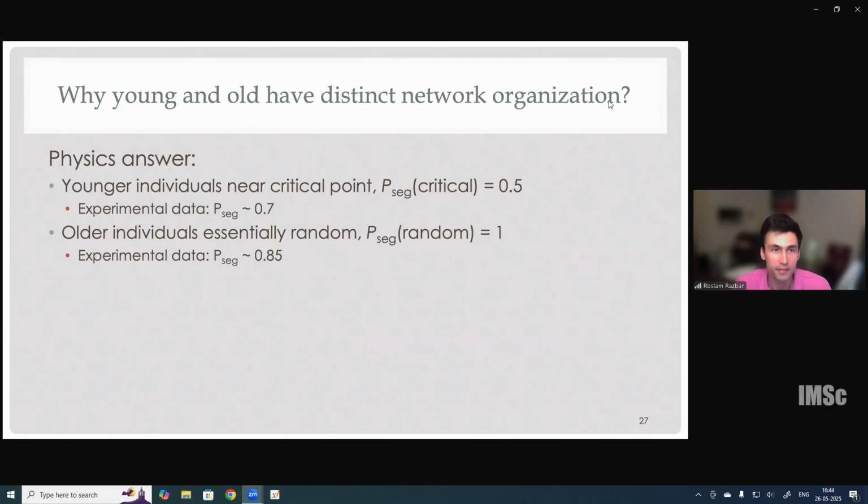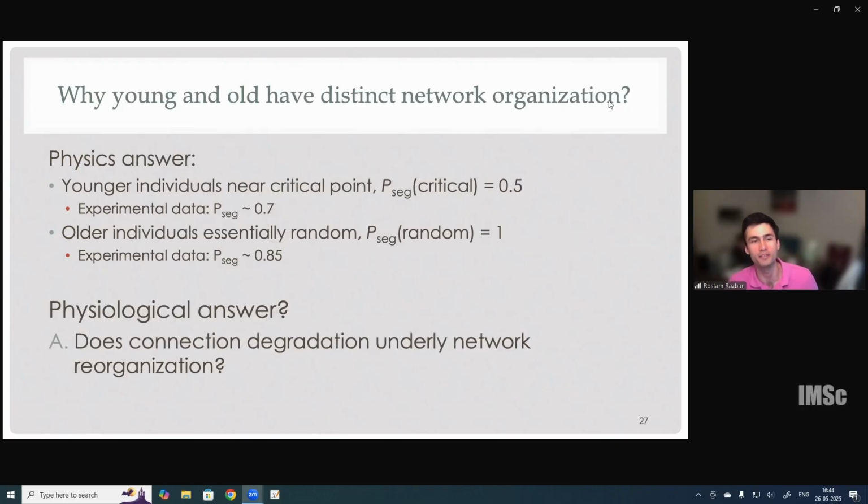So yeah, there's this very interesting, intriguing physics answer, but before we get completely caught up in the physics and forget about neuroscience, what if there is also this interesting neurophysiological connection here? Why would we even see such a result? Is there some underlying biological reason that's driving this physics result that we see, with young and old having such different network organization?